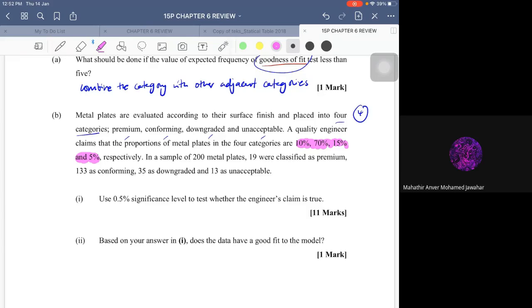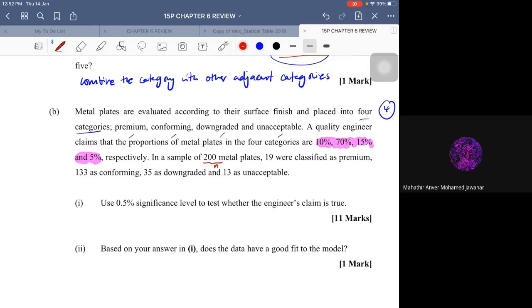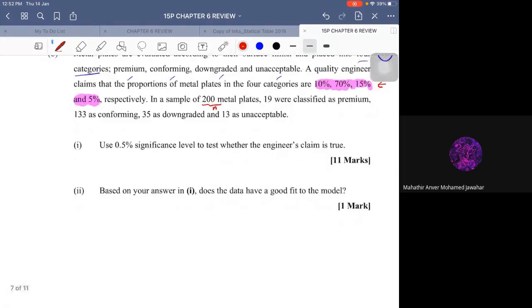In a sample of 200 metal plates, so here we have a value of n. Our value of n is going to equal 200. So 19 were classified as premium, 133 as conforming, 35 as downgraded, and 13 as unacceptable. The question asks you to use a 0.5% significance level and test whether the engineer's claim is true. So what does he claim? He claimed whether or not the four categories actually follow this distribution. So that is going to be our hypothesis.